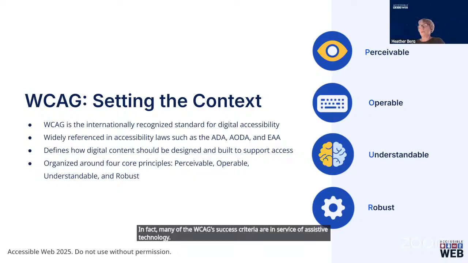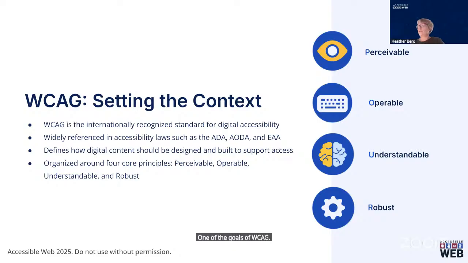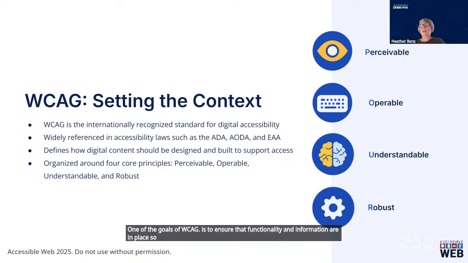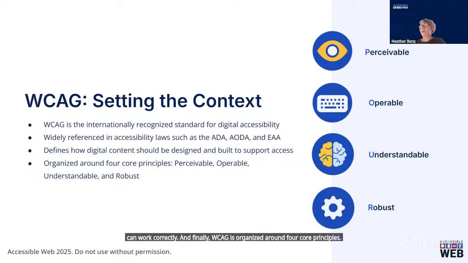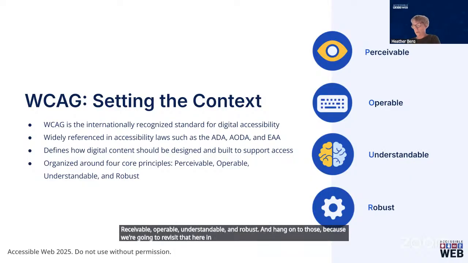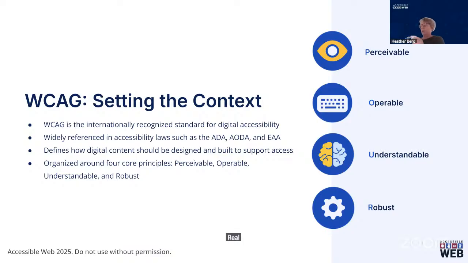One of the goals of WCAG is to ensure that functionality and information are in place so that assistive technology can work correctly. And finally, WCAG is organized around 4 core principles: perceivable, operable, understandable, and robust. And hang on to those because we're going to revisit that here in a minute with some real life examples of how we can bring the accessibility standards and assistive tech together.